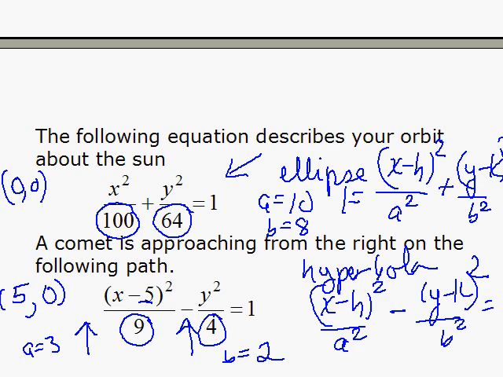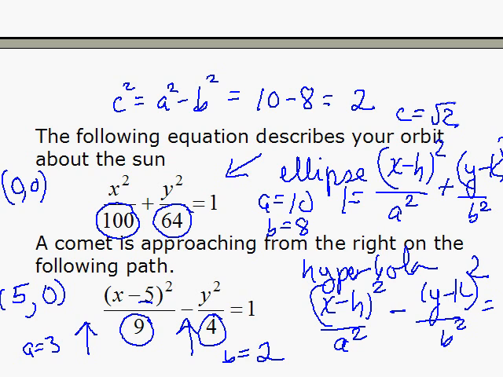Alright, we'll need to do one more thing. We have to remember here, we're going to have to mark where the sun is. So if you remember, for an ellipse, there is a relationship between a, b, and c, being the distance to the focus from the center, and that's c squared equals a squared minus b squared. So I've got 10 minus 8, which gives me 2. So c is the square root of 2. Okay, so now I know this much, and now I can try to graph it.